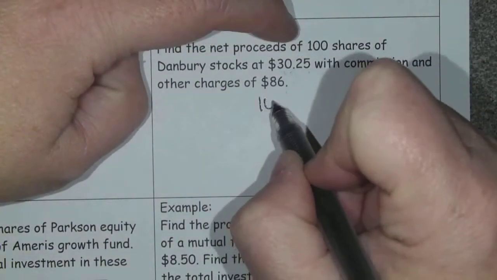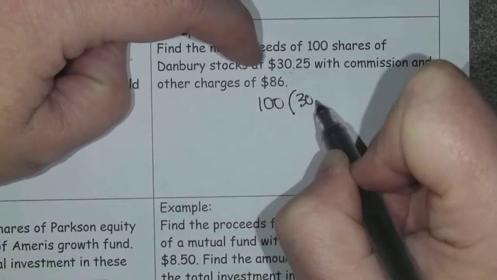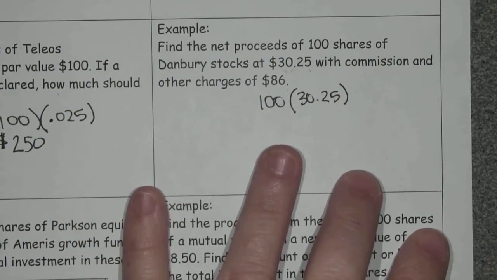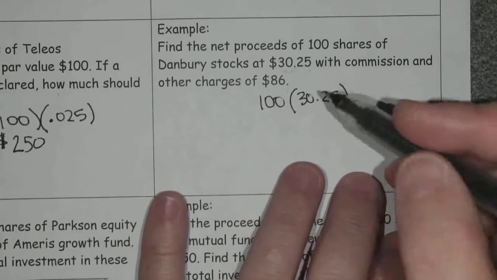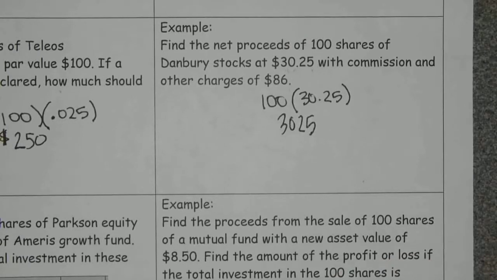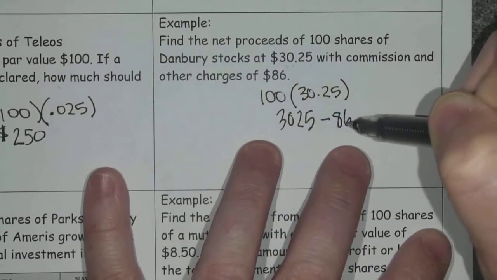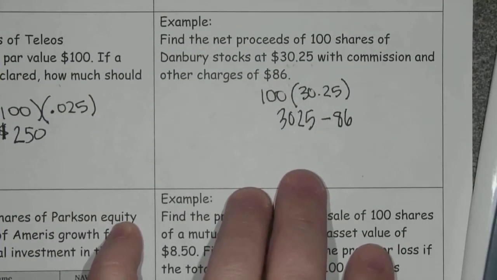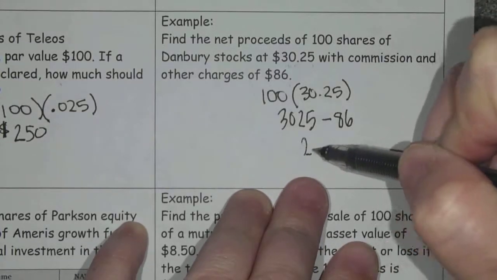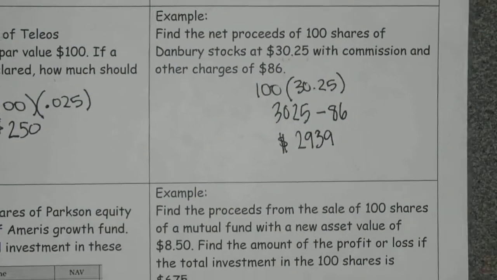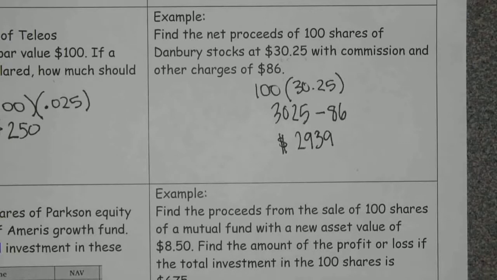So on the 100 shares that are worth $30.25 each, that would give us the total amount of money that the stock's worth. So the stock's worth $3,025, which would be nice if they got all that money, but they have to subtract off the amount of commission that they have to pay their stockbroker. So you're going to take that $3,025, subtract the $86 off of that, and you get $2,939. So $2,939 for the actual proceeds, the amount of money that was made. Questions on that?